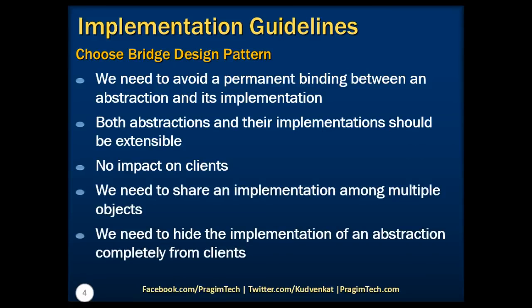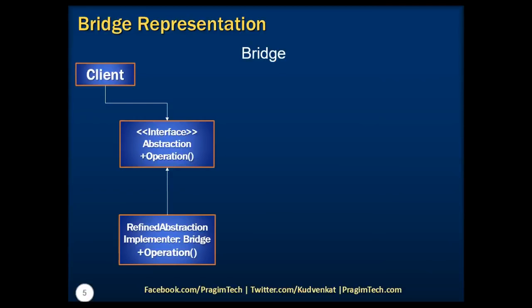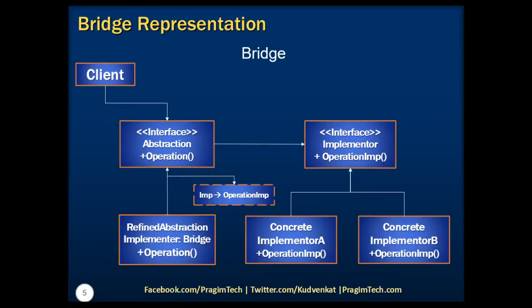Let's now take a look at the representation diagram of bridge design pattern. Bridge design pattern consists of abstraction, refined abstraction, implementer, and concrete implementer. The abstraction defines the abstraction's interface, and refined abstraction extends the interface defined by the abstraction. Abstraction also maintains a reference to an object of type implementer, and the implementer defines the interface for implementation classes. The concrete implementer implements the implementer interfaces and defines its concrete implementation.